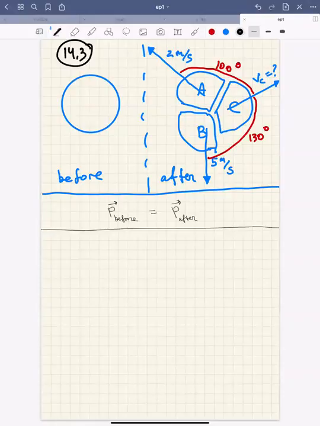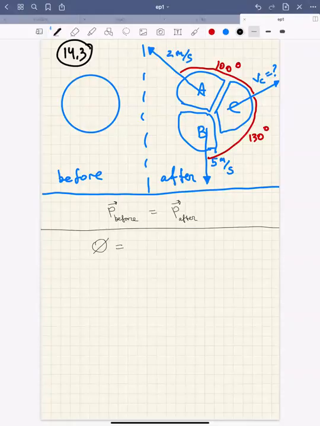So what was my momentum before? Before the explosion, this coconut was just sitting there. My momentum was 0. Momentum before is 0. What about momentum after? After the explosion, I have 3 parts.